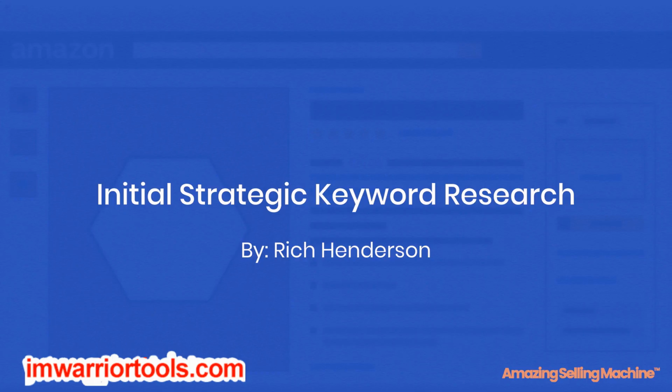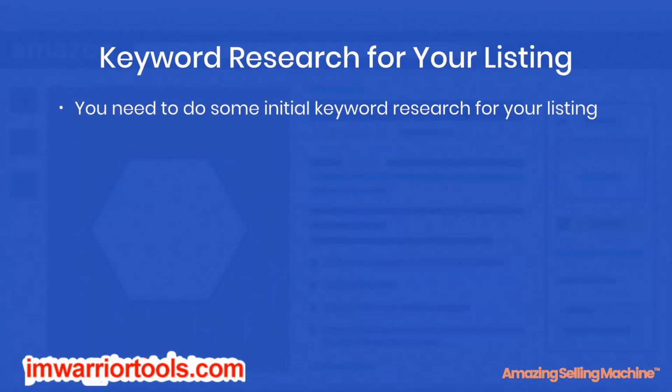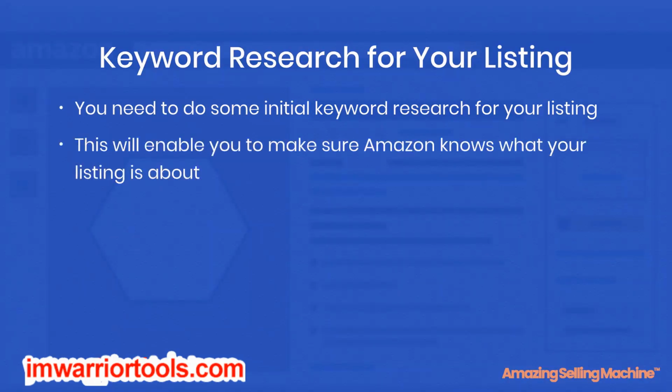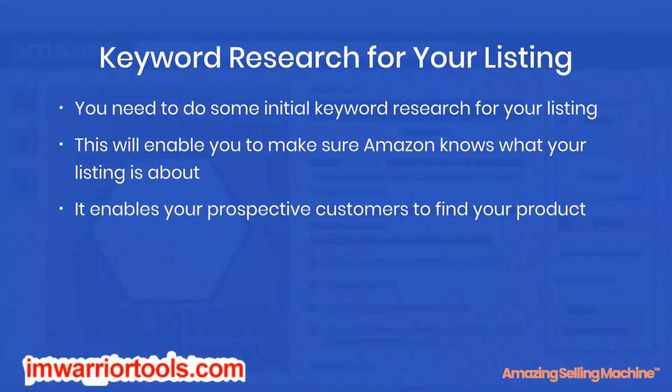Initial Strategic Keyword Research. In this lesson, you're going to learn how to discover the keywords you're going to be using in creating your listing. You need to do some initial keyword research for your listing. This will enable you to make sure Amazon knows what your listing is about and what your product is. It also enables your prospective customers to find your product.